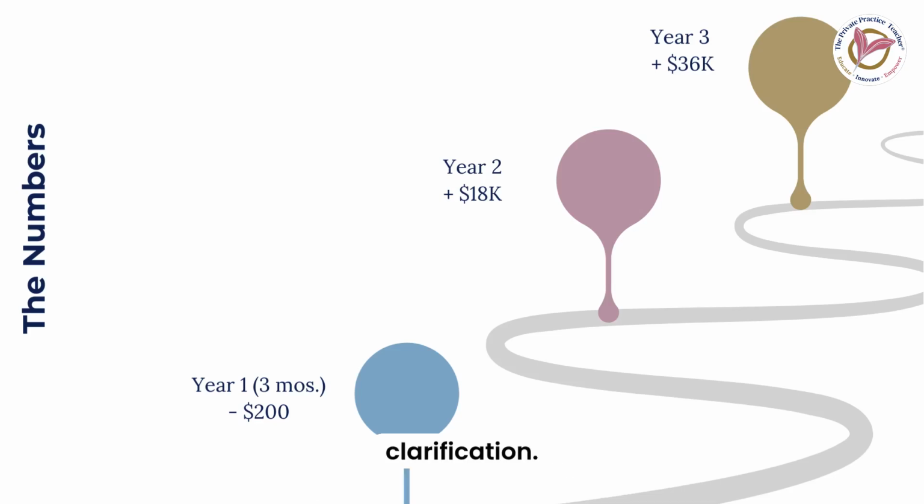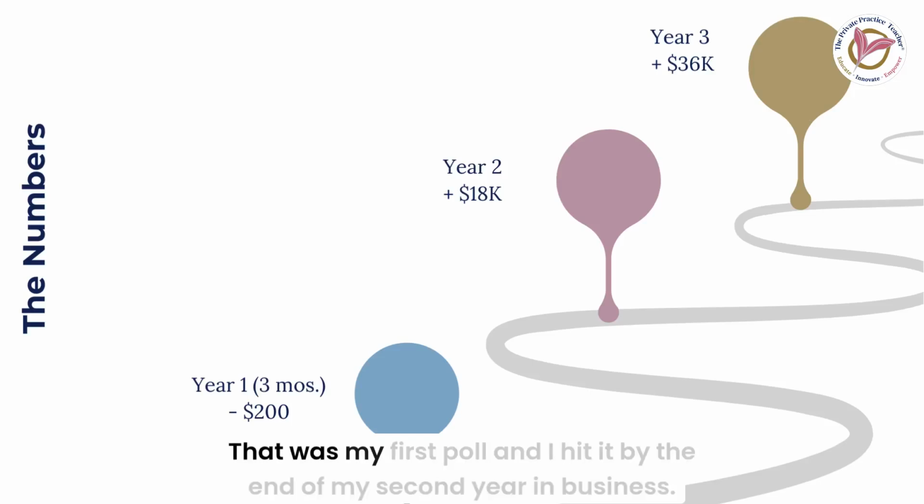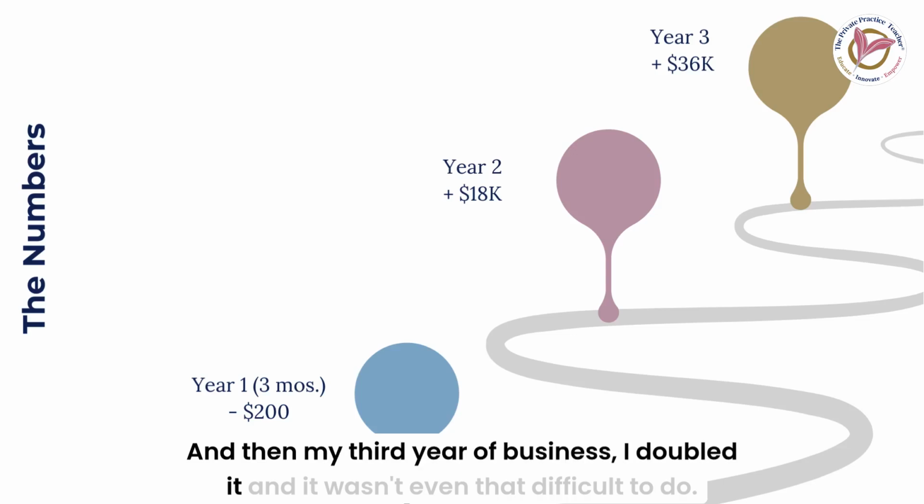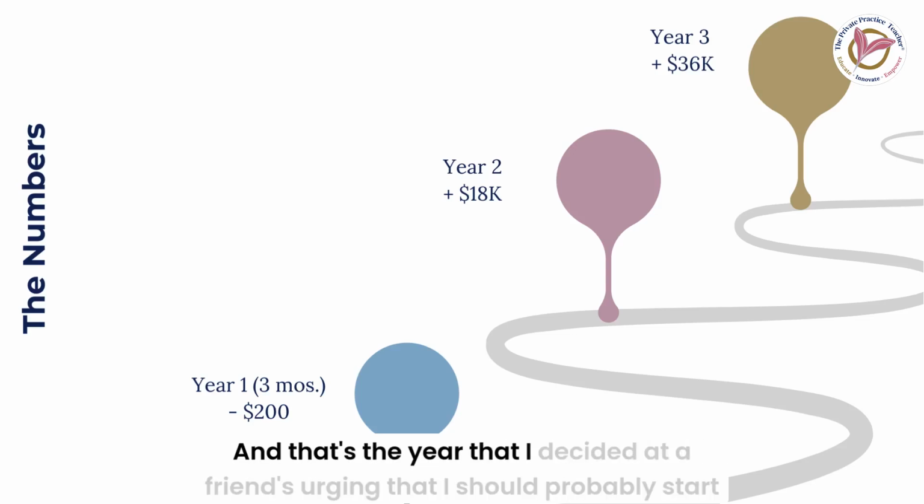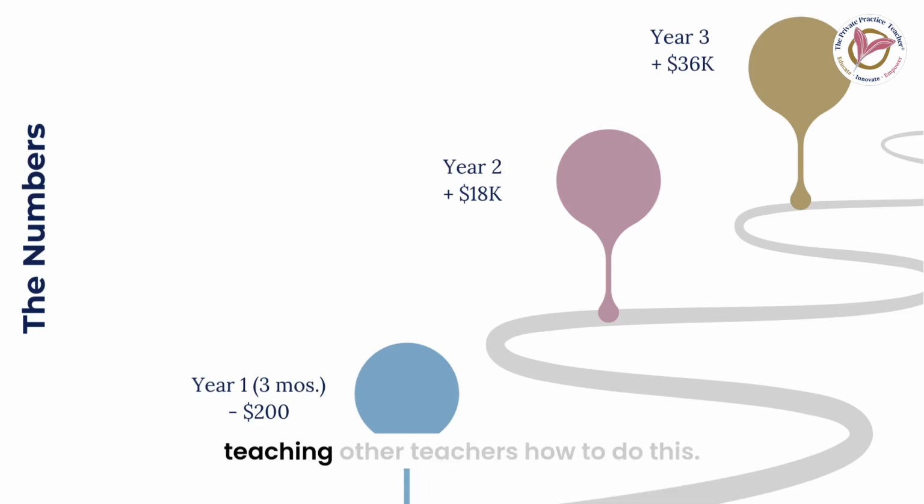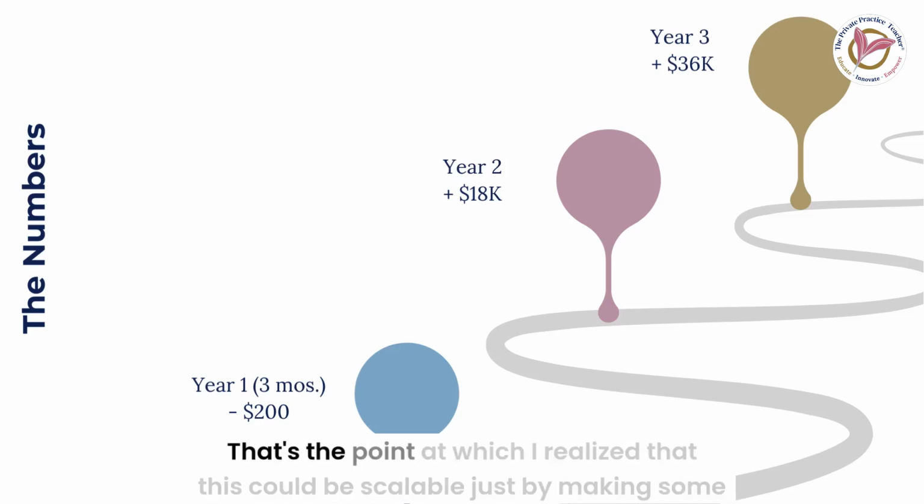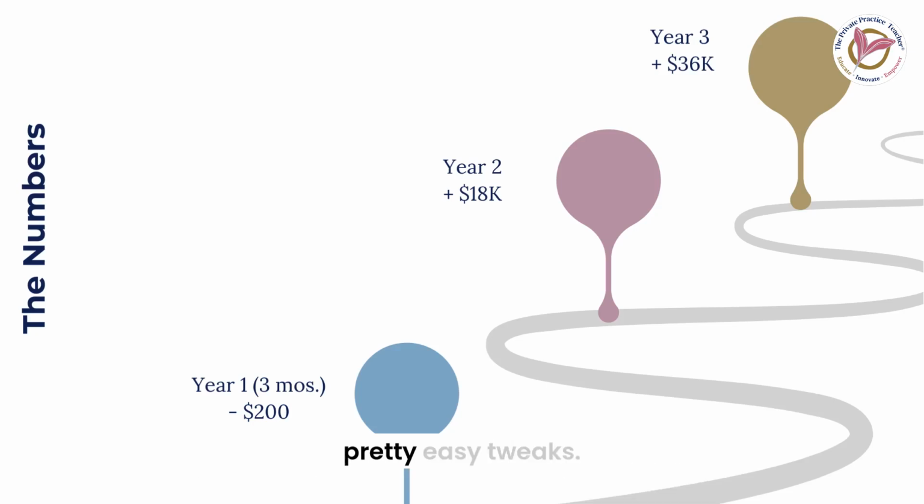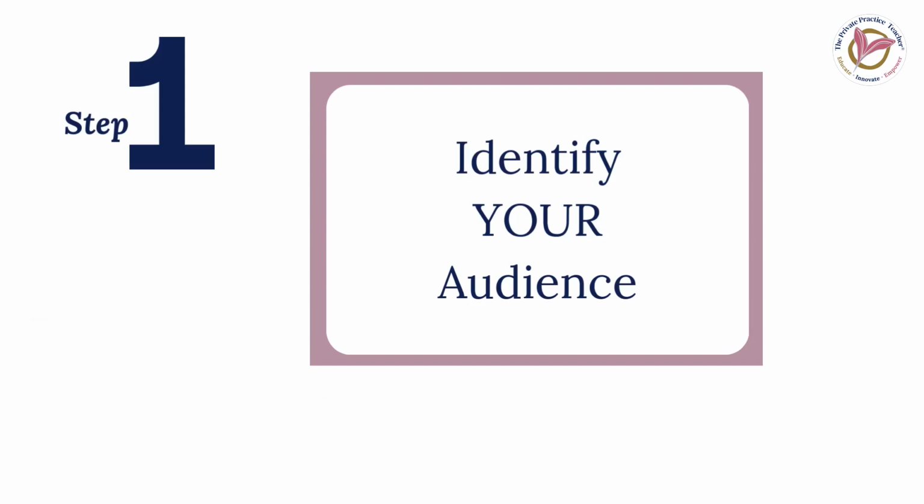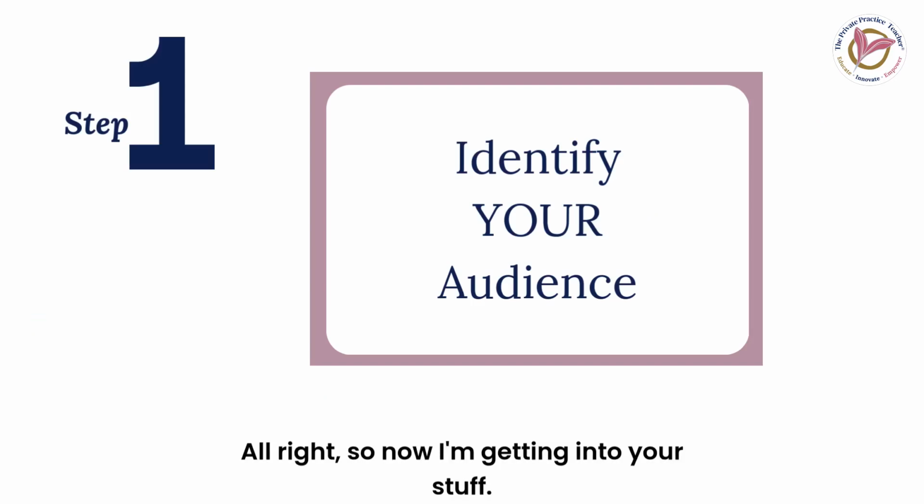Just for clarification, that was my first number. That was my first goal and I hit it, by the end of my second year in business. And then my third year of business, I doubled it. And it wasn't even that difficult to do. And that's the year that I decided, at a friend's urging, that I should probably start teaching other teachers how to do this. That's the point at which I realized that this could be scalable just by making some pretty easy tweaks.